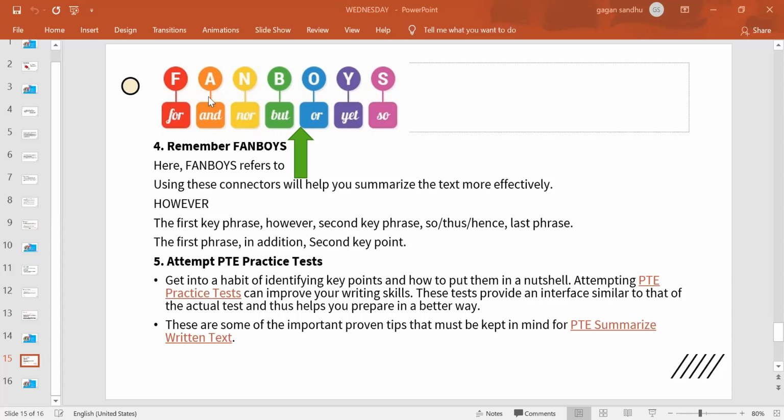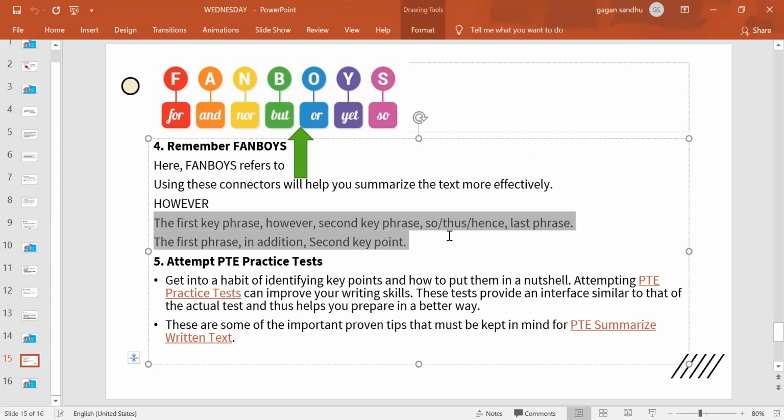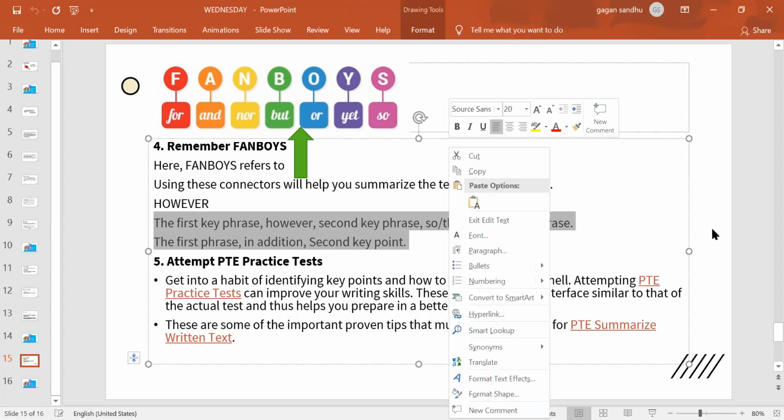And besides that, if I write 'in addition', it's okay. If I write 'however', it's okay. Any synonym will also work fine. But this is easy to remember. If you want to, you can. So we are using these connectors to help summarize the given passage, and definitely more effectively. These are the ways I'll recommend for doing that in an easy manner.